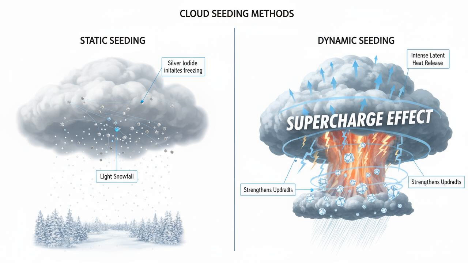There are 3 main techniques. The first and most common is called static cloud seeding. This is used on cold clouds, the ones containing that supercooled water Schaefer was studying. An aircraft releases a seeding agent like silver iodide into the cloud. Because silver iodide's crystal structure is so similar to ice, the supercooled water droplets are tricked. They freeze onto the silver iodide particles, forming ice crystals. These new ice crystals then become magnets for more water vapor, growing and growing until they're heavy enough to fall as snow. If they melt on the way down, they become rain.